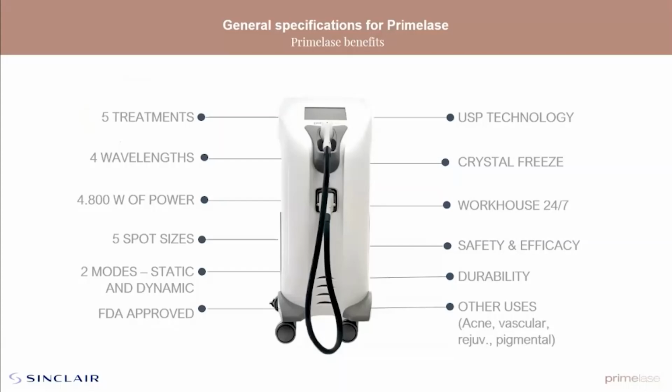As general specifications, we need to remark that Primelase is able to perform 5 different treatments. It is important to understand that it is mainly a platform for hair removal, but apart from this, with the same device, using other wavelengths and other spot sizes, we can also perform other treatments: pigmented lesions, vascular lesions, rejuvenation treatments, and also inverse acne treatments. So we're going to be able to treat 5 different conditions, because we have 4 wavelengths. We will be talking about wavelengths in the next slides.